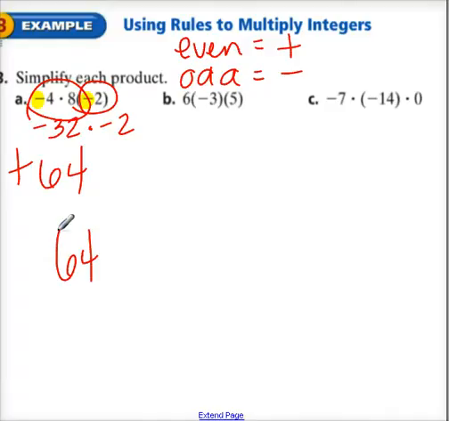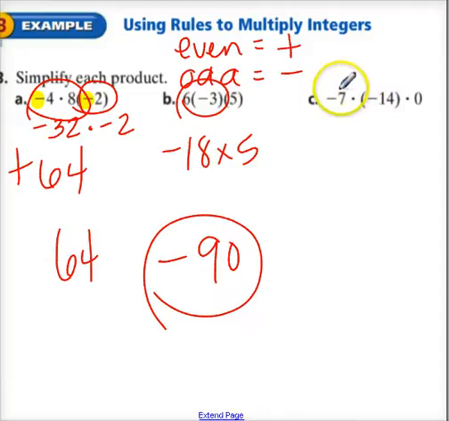In our next example, I see only one negative sign, so my final answer should be negative. Do the first two numbers first. 6 times negative 3 is negative 18. And then times a positive 5, and I get negative 90.